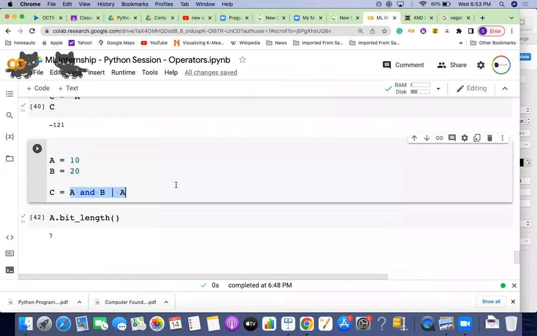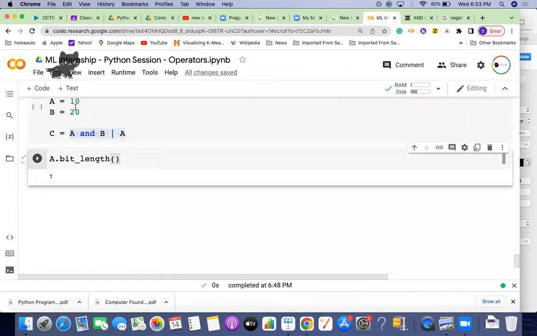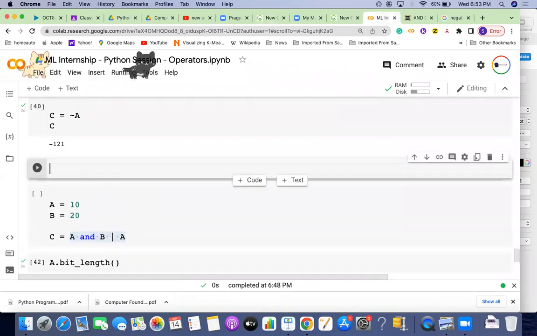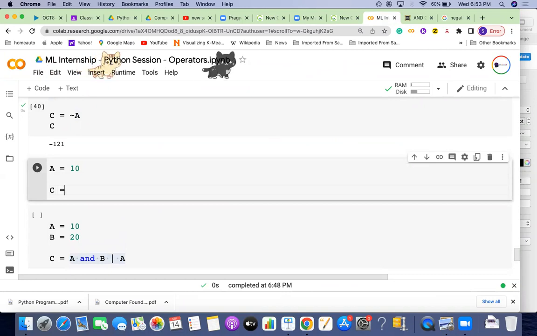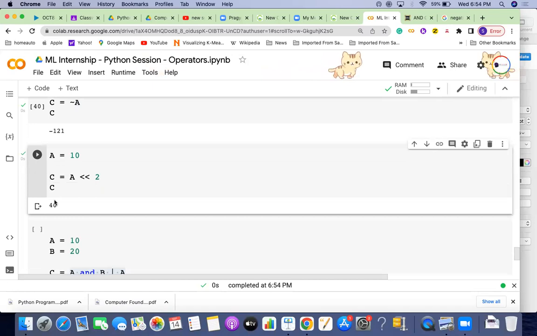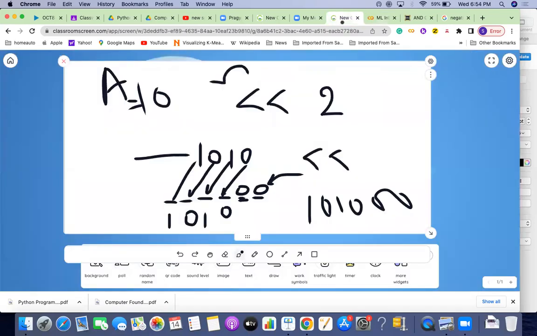Let us do that here, shift right. Now take A is equal to 10. How should I do it? C is equal to A left shift 2 bits. This is the bit number, how many times you should shift. Now I'm trying to print the value. What is the value? Value is 40. So what did we get here?